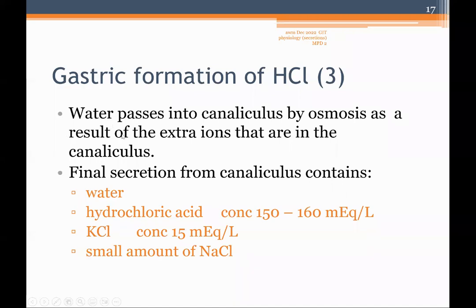Now, the water passes into the canaliculus by osmosis as a result of the extra ions that are in the canaliculus. So the final secretion, what you find in the canaliculus before it is ejected into the stomach, is going to be a combination of water, hydrochloric acid, potassium chloride, and small amounts of sodium chloride. And the hydrochloric acid is the one which is going to be most concentrated. So you can see it's a mixture of electrolytes, but basically what you're going to end up with is mostly hydrochloric acid.